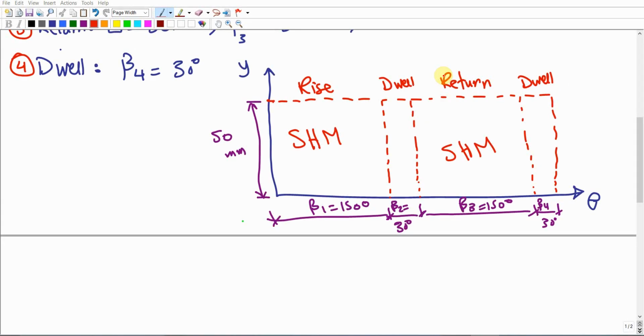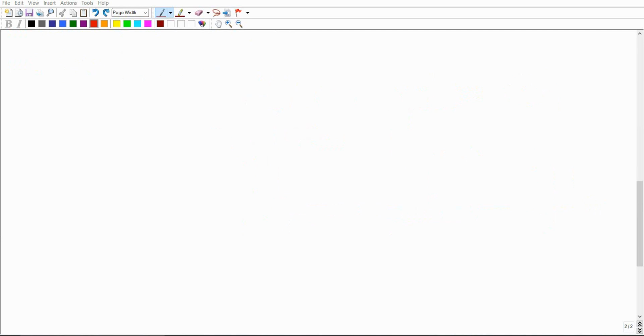Alright, so I'm gonna start with the displacement diagram as already described. We said that in the rise period we should have simple harmonic motion, then we're gonna have a dwell period for 30 degrees, then the return period also for 150 degrees as simple harmonic motion, then dwell for 30 degrees at the end of the cam cycle or the cam rotation. Make sense?